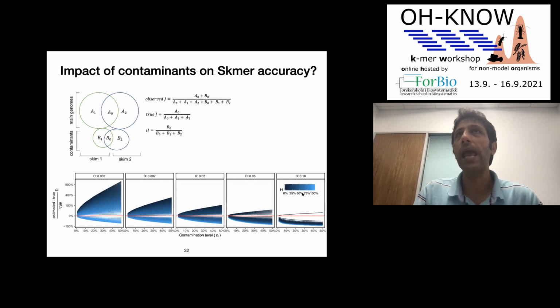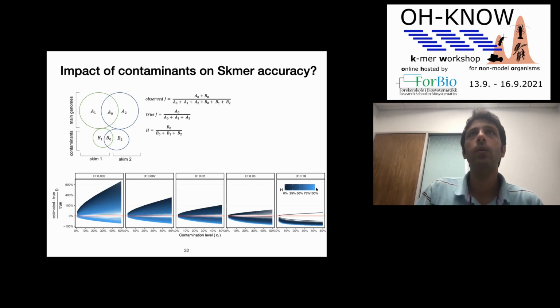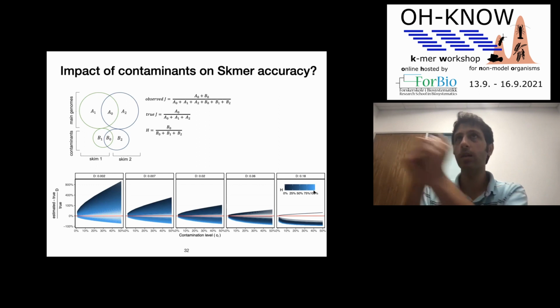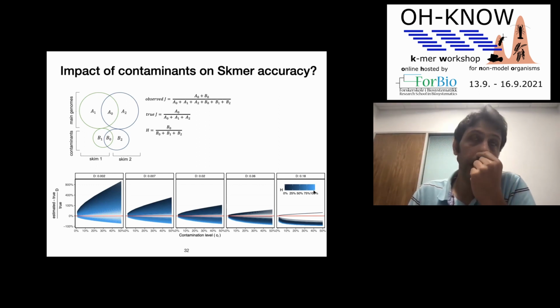And the colors are H, so similarity between the two contaminants. How similar are the contaminants? When it's dark, the two contaminants have nothing to do with each other. When it's light, the contaminants are exactly the same. You have the same thing contaminating both samples.